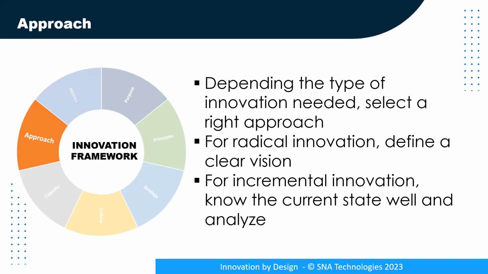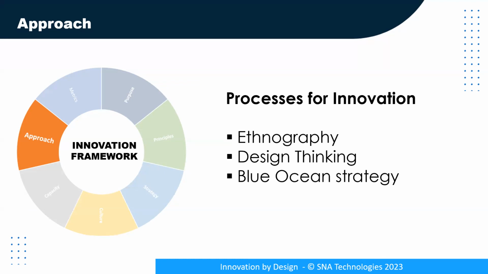Okay. So if you want to bring some incremental innovation, then you can look at your current state. Then you can analyze what you have, and then you can come up with some incremental improvements. Right. So depending on what your strategy is, what type of innovation you want to bring, you have to choose the right approach. Otherwise, you end up getting a wrong innovation altogether. And probably, these are the three processes that you can think of for innovation. Again, these are not hard and fast. There may be many. So these are the most common approaches that I have seen in the industry.